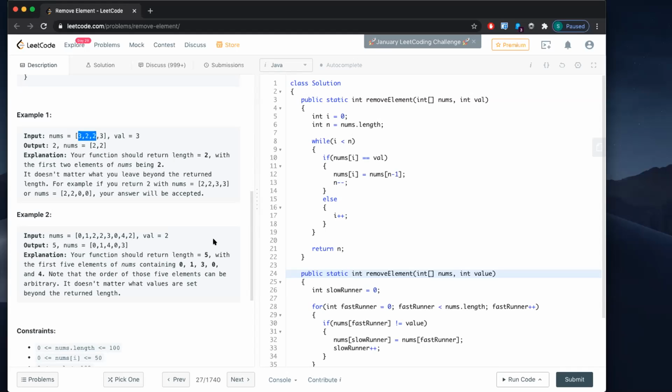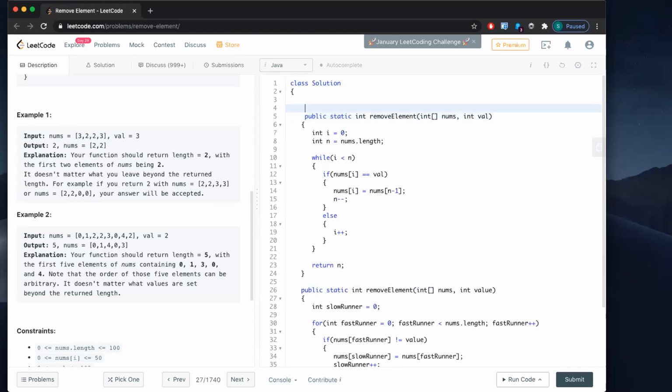On our next iteration, it'll loop again. What happens is this 2 right here is going to get swapped with this. So it'll actually be, let me write it down, 2, 2, 3, 3. Right. So now what's our n going to be? n is going to be this, a size of 2, index 0, 1.